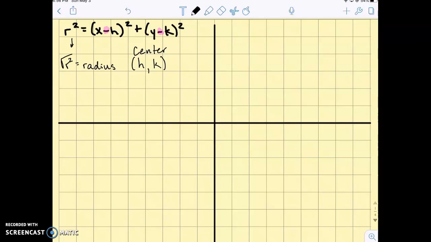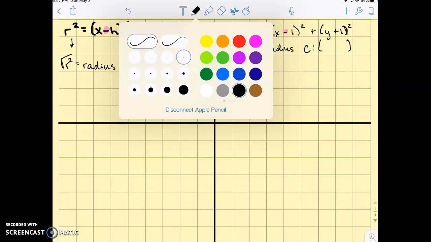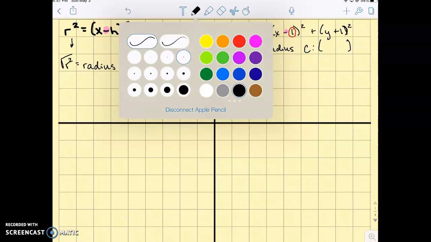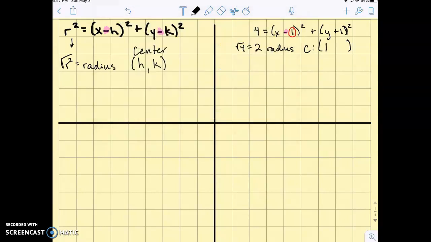So let's look at this example. 4 equals x minus 1 squared plus y plus 1 squared. So the square root of 4 is 2. That's my radius. And then my center is at (h, k). So here's the tricky part. See the negative here? So that means my h value is actually positive 1.